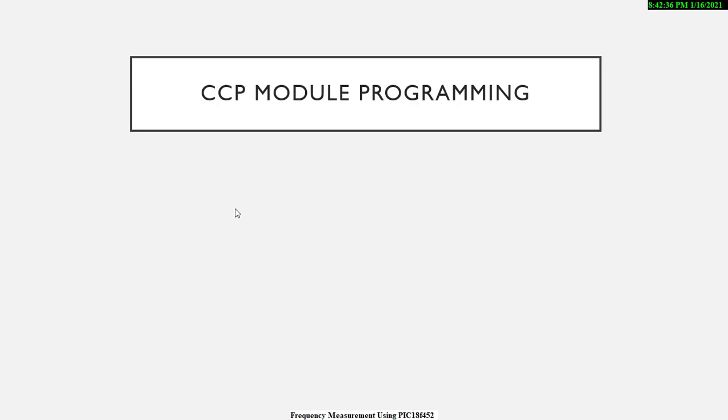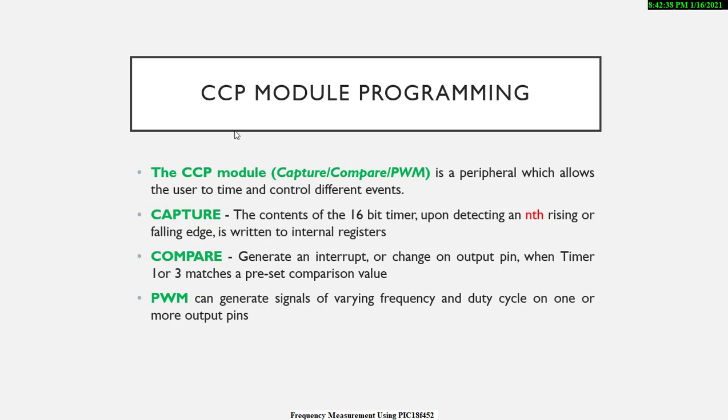Now what is the CCP module? CCP stands for capture, compare and PWM. It is a peripheral which allows the user to time and control various events. Now how does the capture mode work? The function of capture mode is to store the contents of a 16-bit timer, upon detecting the nth rising or falling edge, into an internal register.